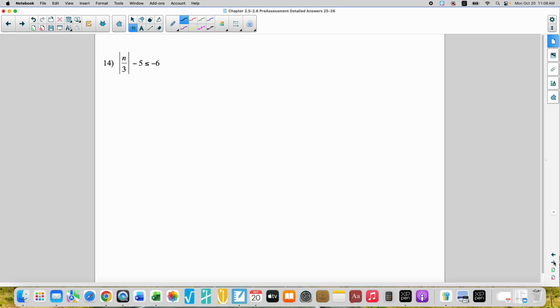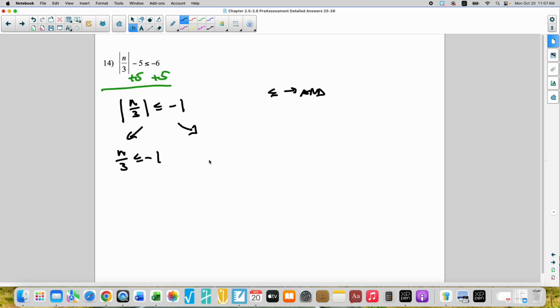That is number 13. Number 14. Here we go. Isolate first. We will add 5 to both sides. The absolute value of n over 3 is less than or equal to negative 1. It is a less than sign, less than or equal to. So that means and. So we'll write those two statements. N over 3 is less than or equal to negative 1, and n over 3 is greater than or equal to positive 1. Multiply by 3.